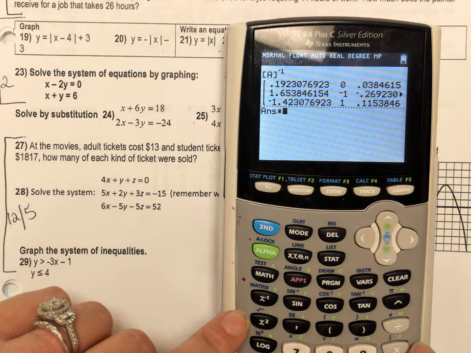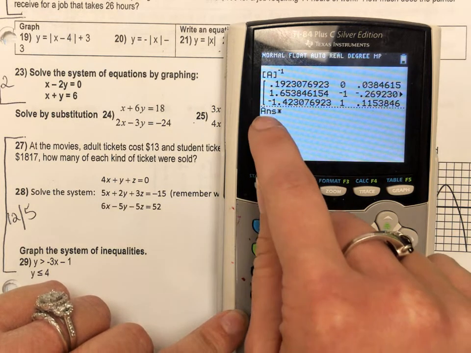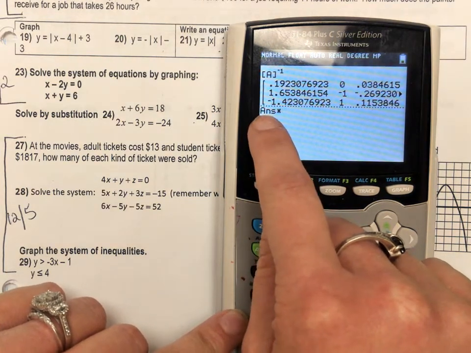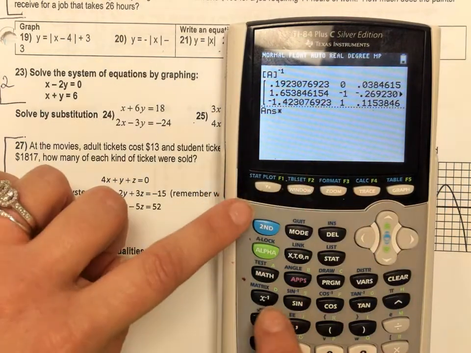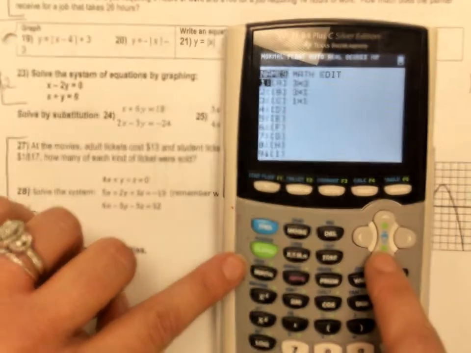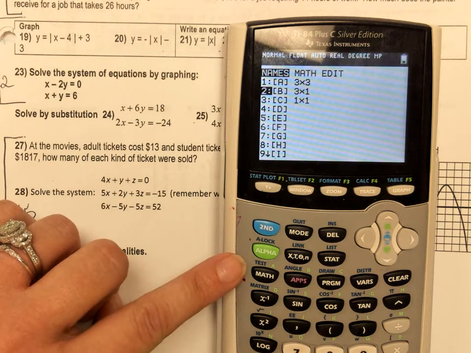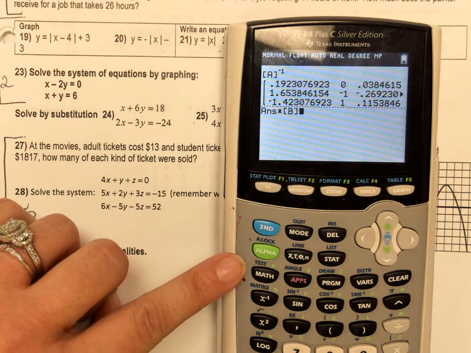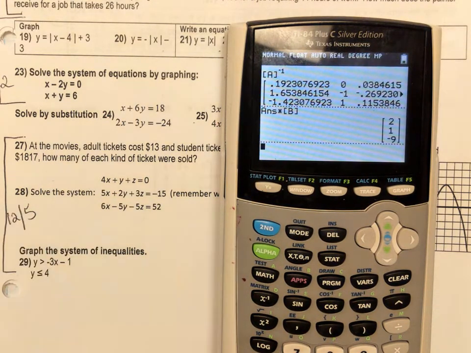So hit times. See how your calculator says, okay, I'm going to take that answer and I'm going to multiply it, right? Second matrix, you want to multiply it by the second one. So hit the down button for B. Hit enter. What do you get? 2. Now, it is very likely that I'll ask you a question like this on the exam.